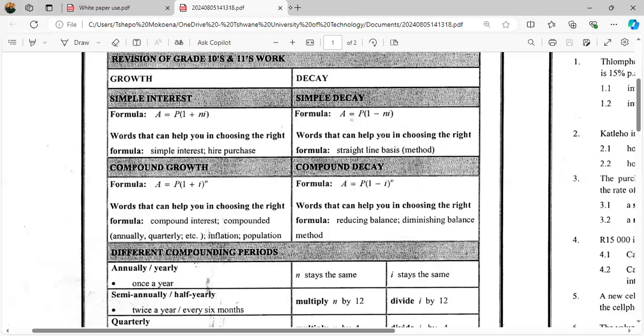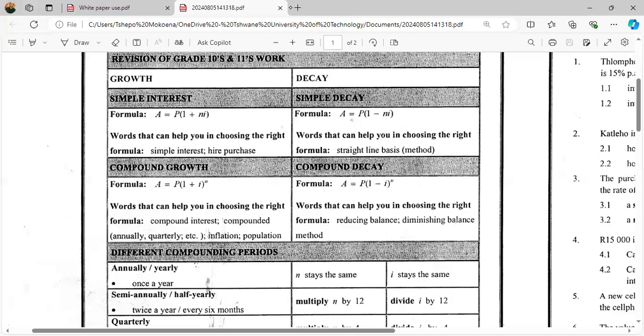Guys, there is a difference between interest and interest rate. Interest is in decimals. Interest rate is in percentage. Rate is in percentage. You understand? That's the difference.